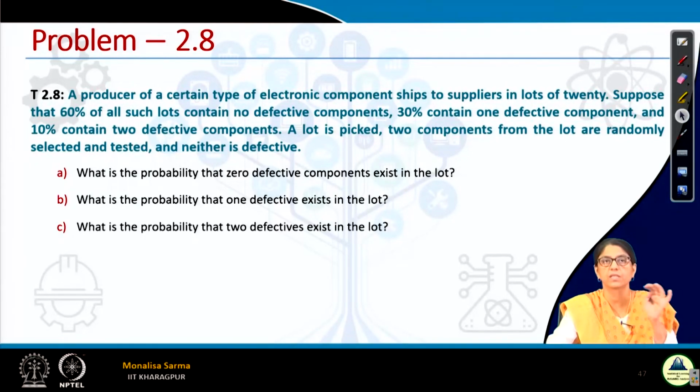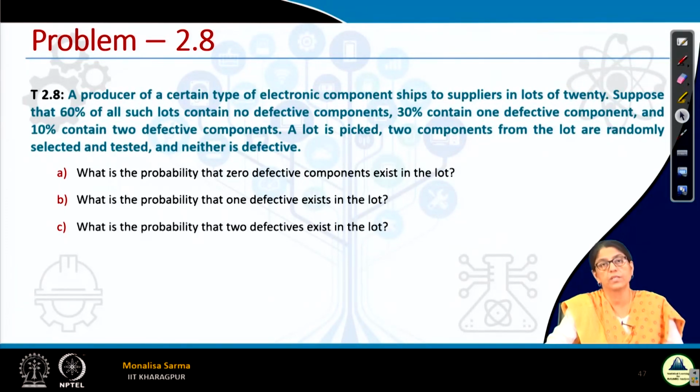This means that out of the lots, 60% have no defective components. Other lots are different categories: 30% contain one defective, and another 10% contain two defective. A lot is picked. Two components from the lot are randomly selected and tested, and neither is defective.